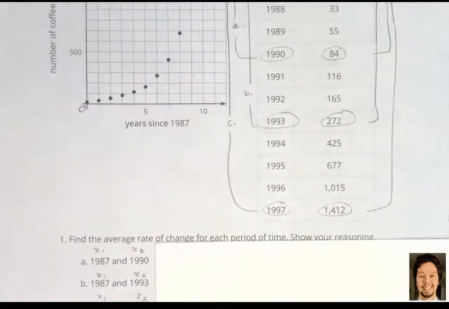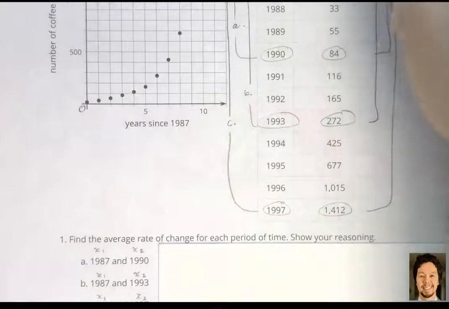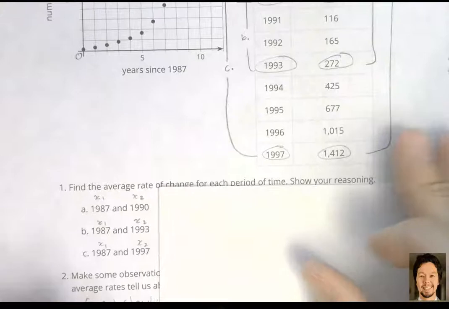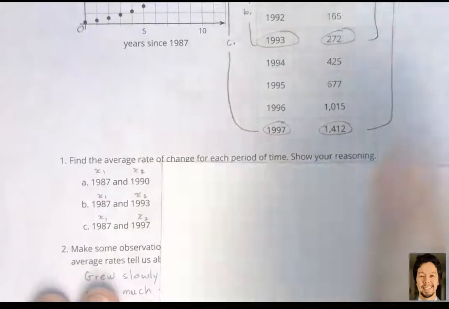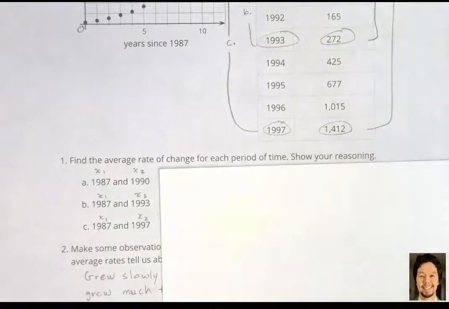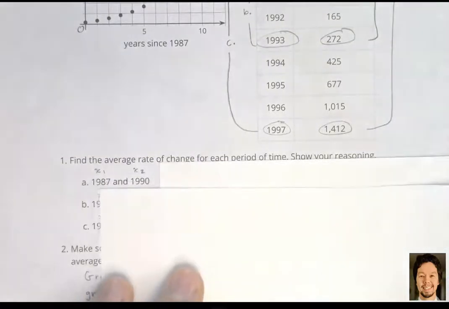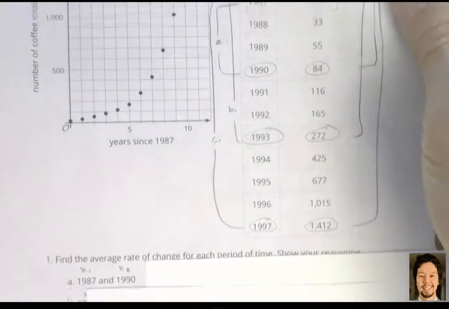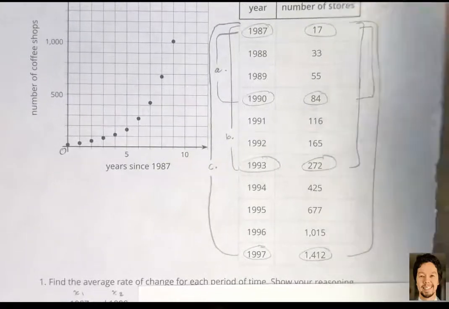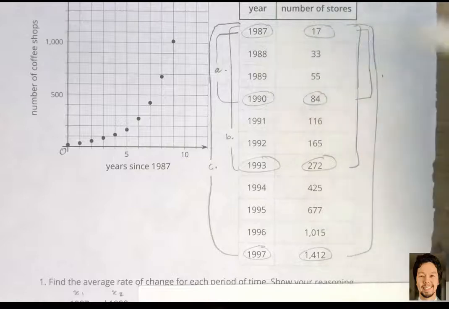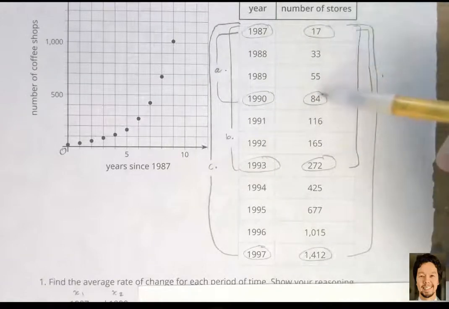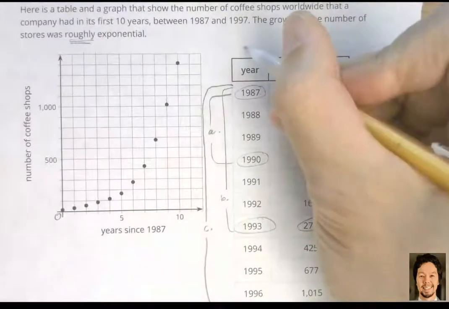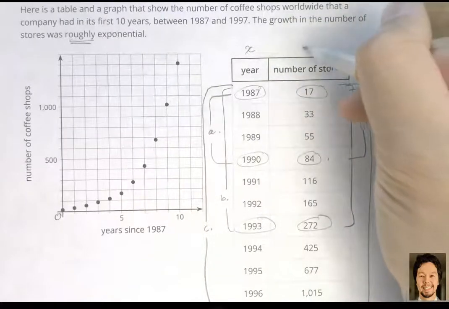So if we read number 1, find the average rate of change for each period of time, show your reasoning. Let's take a look at A from 1987 to 1990. In 1987, what I did was I actually labeled my table so there's no confusion. From 1987 to 1990, I circled 87, I circled 1990, and I also circled the number of stores that correspond with 1987 and 1990. So again, the year would be the input, X, and the number of stores would be your output, Y.